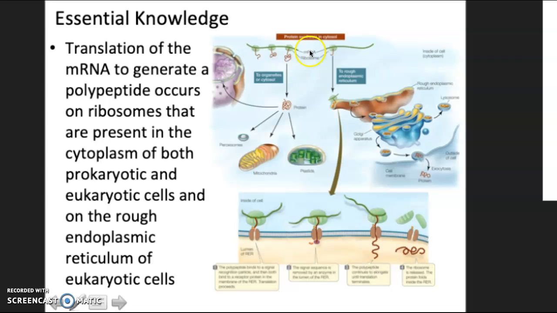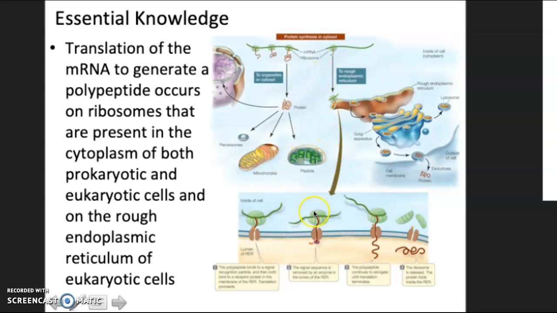So the process is the same. The messenger RNA comes, it hooks onto the ribosome, reads the code and spits out a protein. Same thing here. The ribosome's attached to the rough ER. The messenger RNA gets read by the ribosome, spits out the protein, and that protein now enters the rough ER and continues to be modified as it travels through the rough ER and the Golgi apparatus.